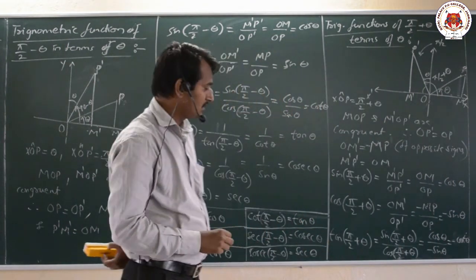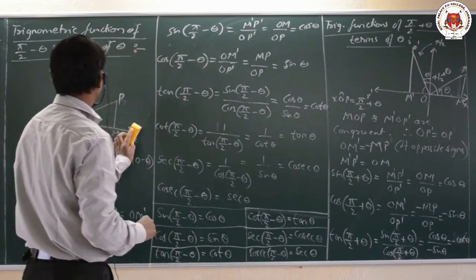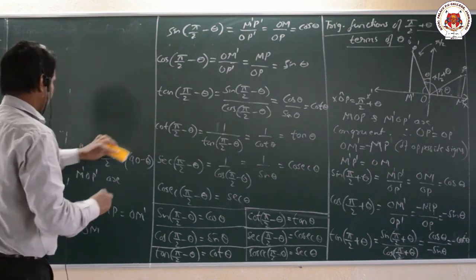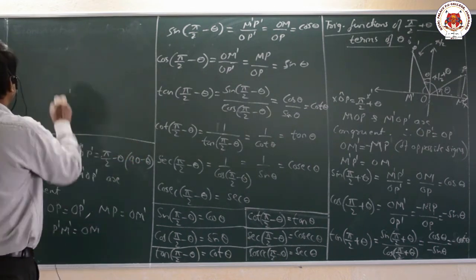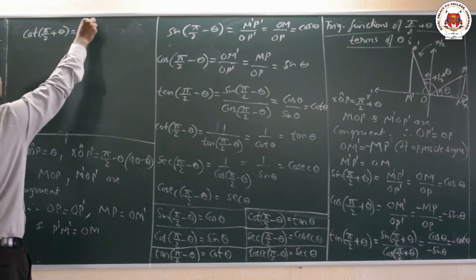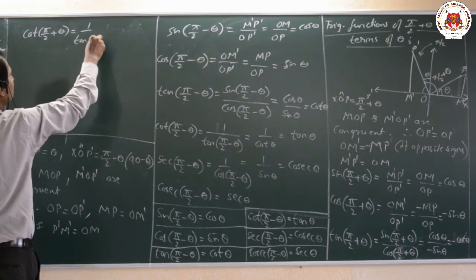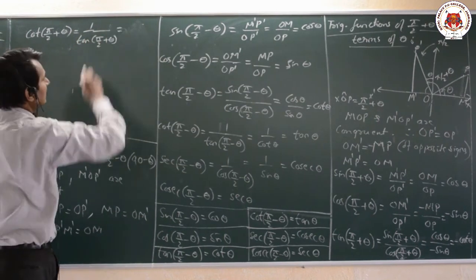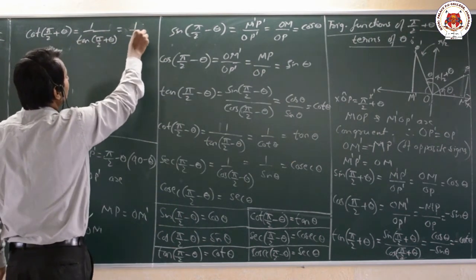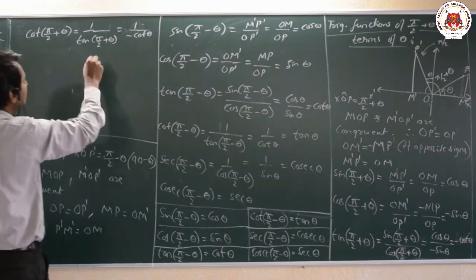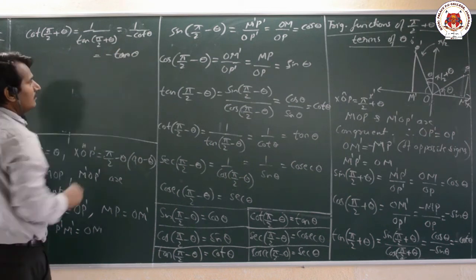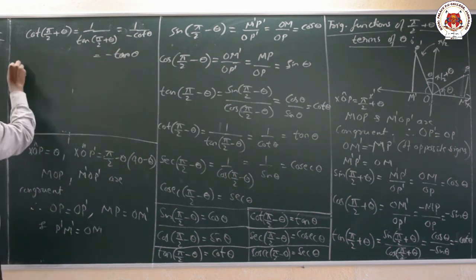Dear students, this is all about sine, cos and tan. Now we shall discuss the remaining ones. Cot of pi by 2 plus theta is equal to 1 divided by tan of pi by 2 plus theta. Tan of pi by 2 plus theta is minus cot theta, so 1 divided by minus cot theta. 1 by cot is nothing but tan, so we get minus tan theta.